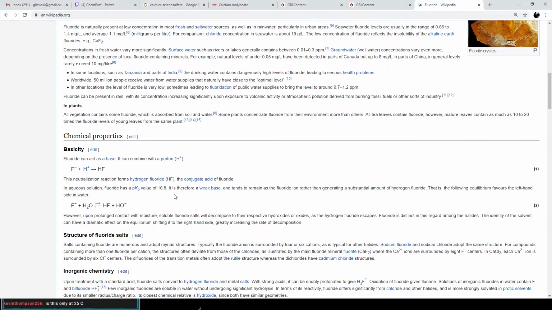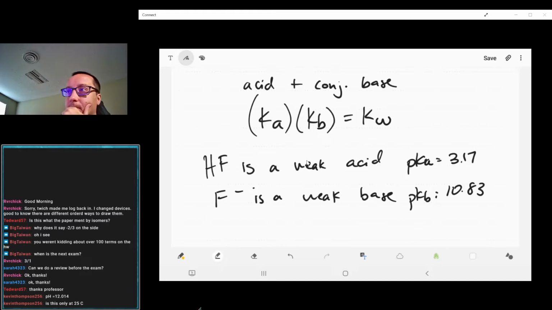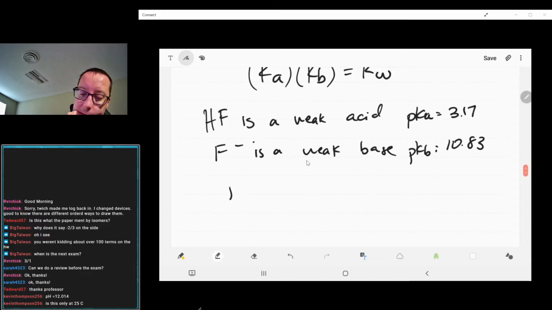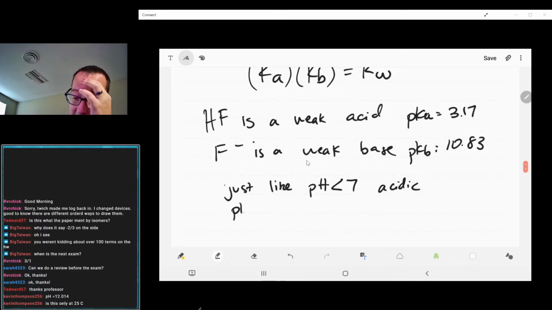All right, so we can see by comparing these two, just like a pH of less than 7 was acidic, a pKa of less than 7 will be acidic as well. So if we're comparing an acid and a conjugate base, we can take a look at the pKa of the acid to see if it will be acidic in solution or basic in solution.